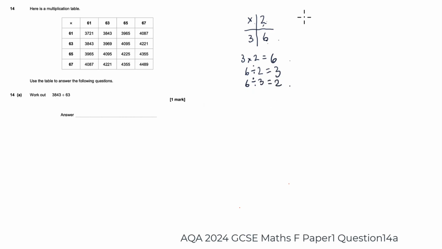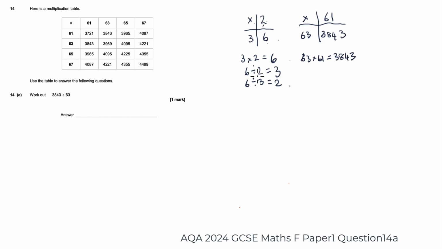So the part of the table that we're interested in here is 3, 8, 4, 3. Now, can we find that in the table? Well, there it is. And we've got a 63 times a 61. So we know from that table that 63 times 61 is equal to 3,843.